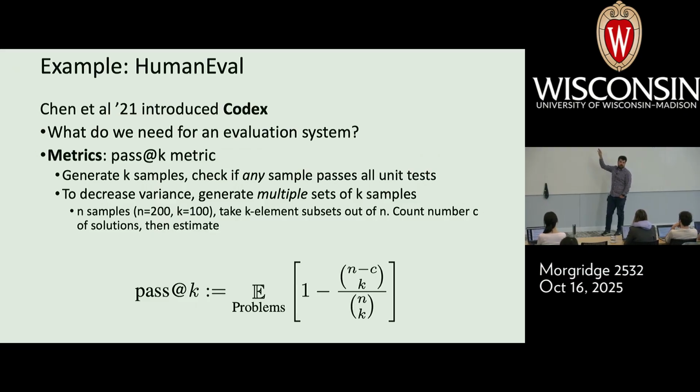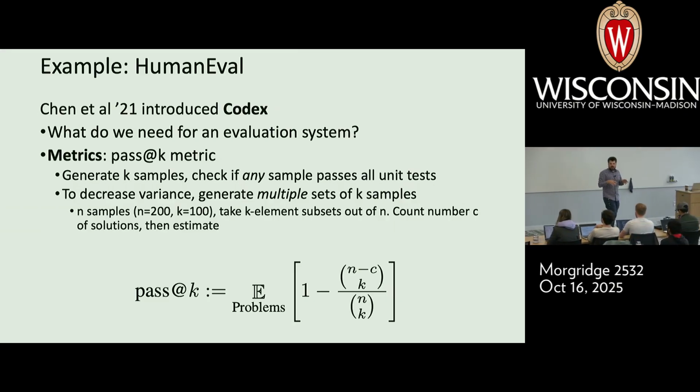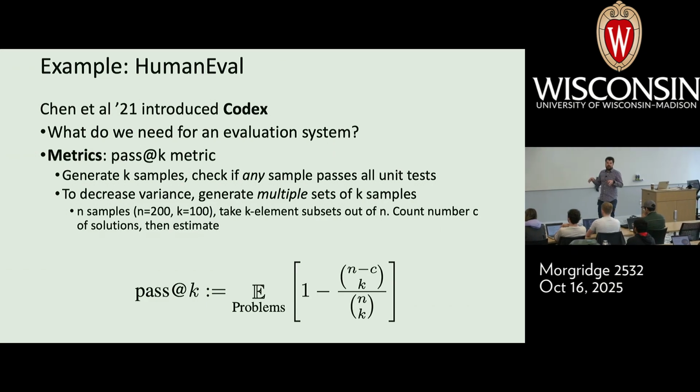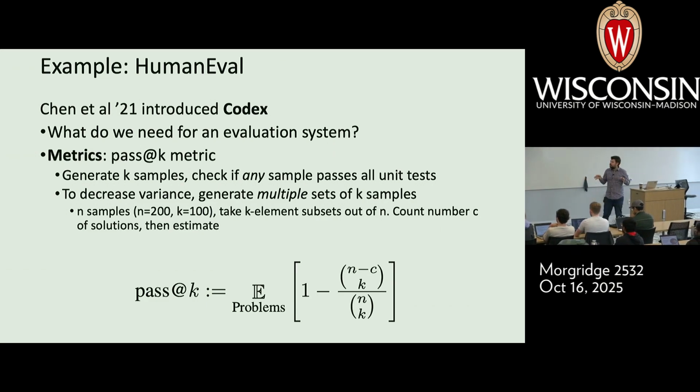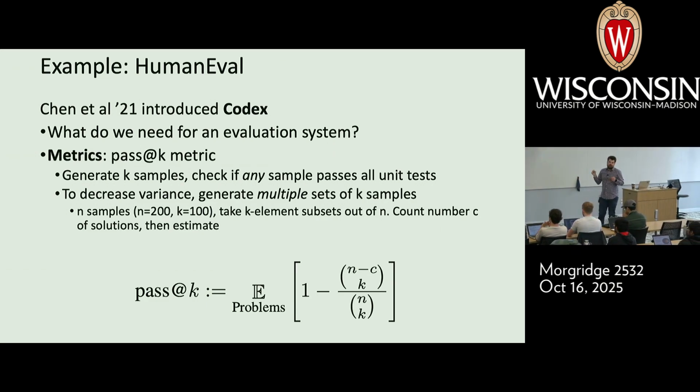This is the chance of getting stuff that's all wrong. The chance I get any of them being correct is 1 minus that guy. So this is the thing that we're trying to compute. But of course, we're not going to directly compute this because we're not going to go look at every single k element subset out of the n total solutions we generate. We're just going to sample a few times and approximate this pass at k.